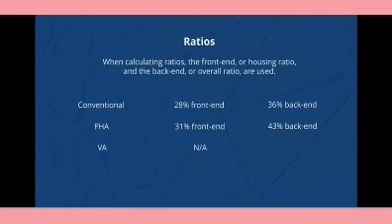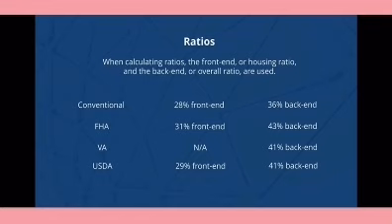VA has a back-end DTI of 41% with residual income calculation. USDA ratios are 29% front-end, 41% back-end.